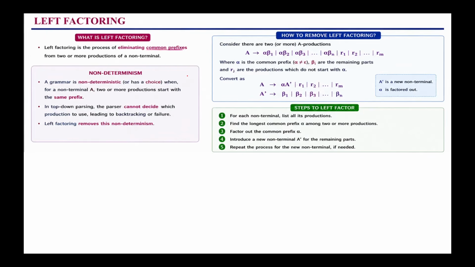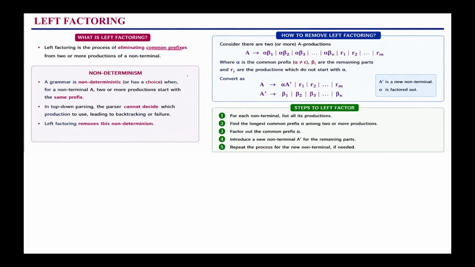Here we have the concept of non-determinism. We might have already studied DFA, deterministic finite automata, and non-deterministic finite automata. It is similar. A grammar is non-deterministic when, for a non-terminal A, two or more productions start with the same prefix. In a top-down parser, the parser cannot decide which production to use, which will lead to backtracking or failure. We know that a predictive parser will not apply backtracking.